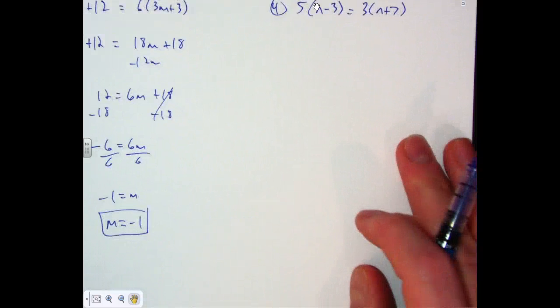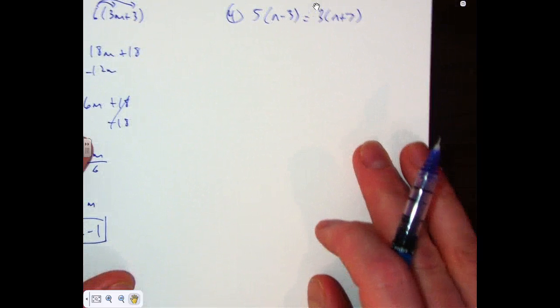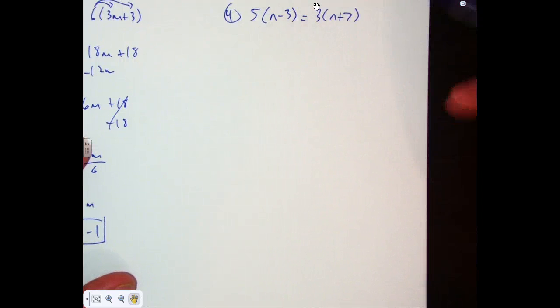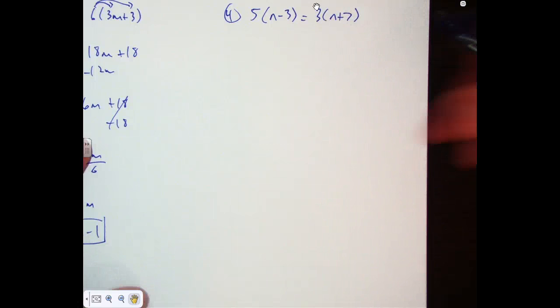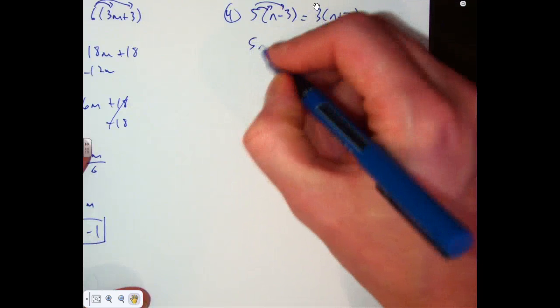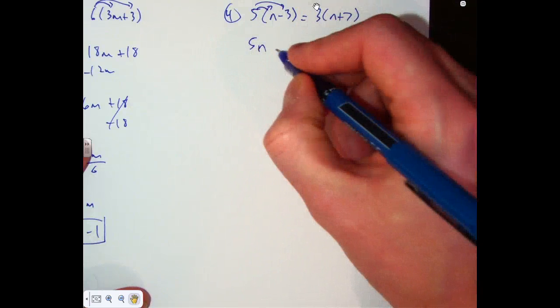Now for number 4, it's really just like number 3. The only difference is you're going to distribute on both sides first and then have the same issue of variables on both sides, numbers on both sides, and where do you go with it. So distribute the 5 to both terms on the left. That gives you 5n, and then 5 times negative 3 is negative 15.